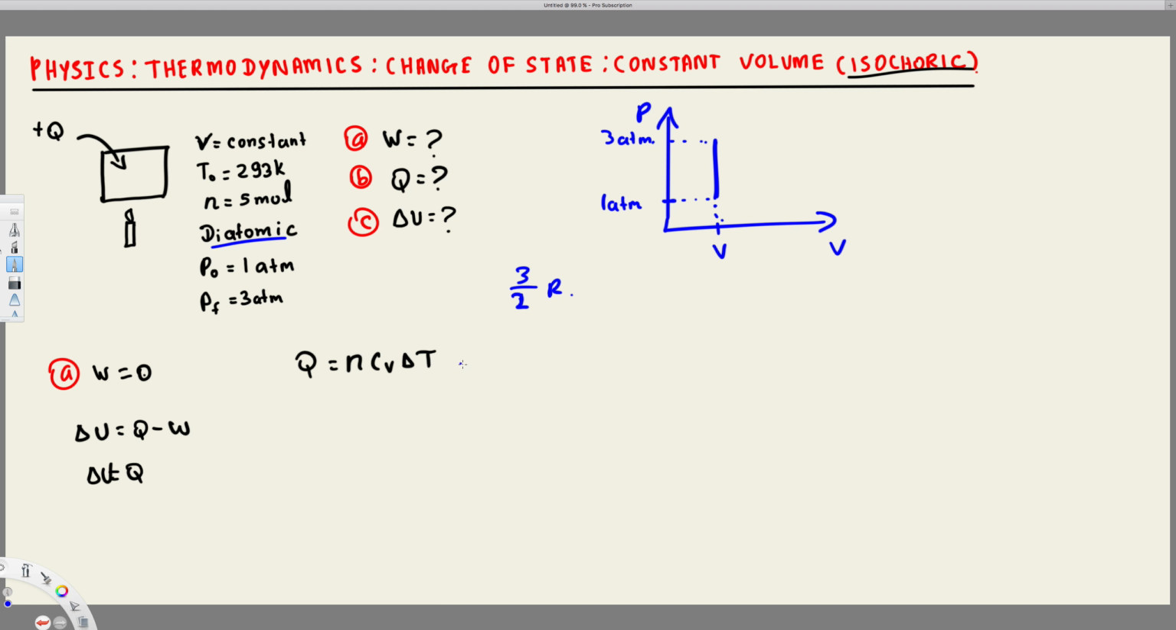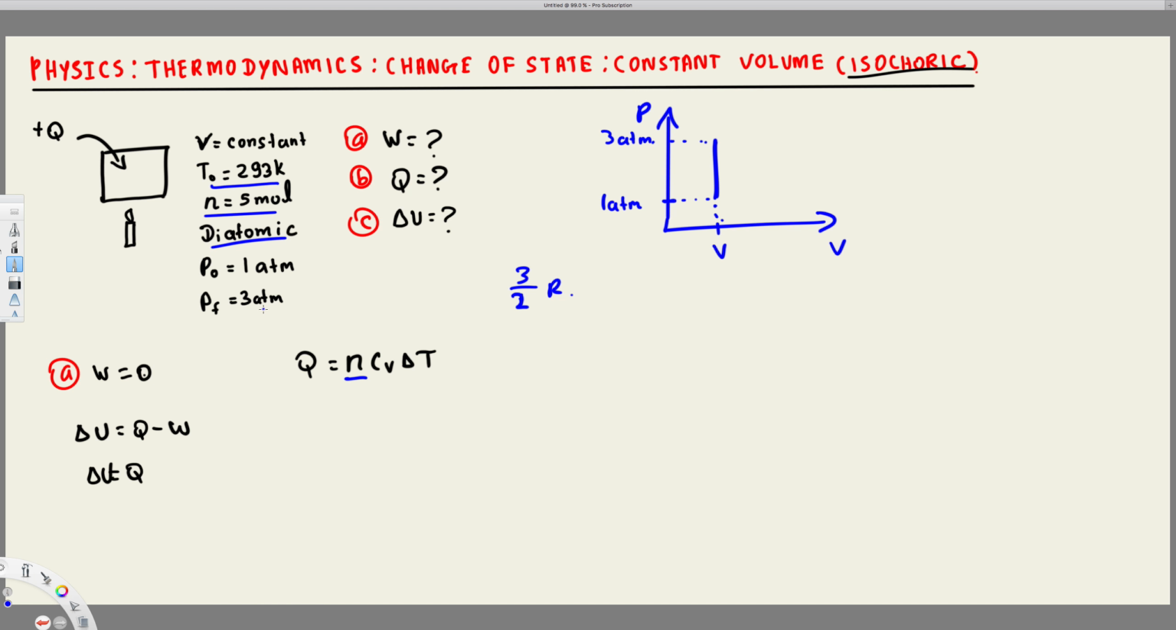But before we do that, let's see if we have everything. Do we have the moles? Yes, we have. And do we have R? That's the gas constant. We already know that. And initial temperature and final temperature. We have the initial temperature, but we don't have the final temperature. So we have to find that one.